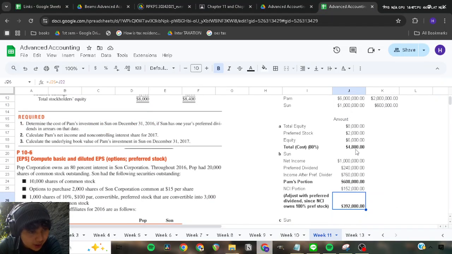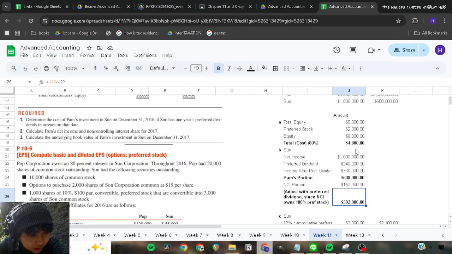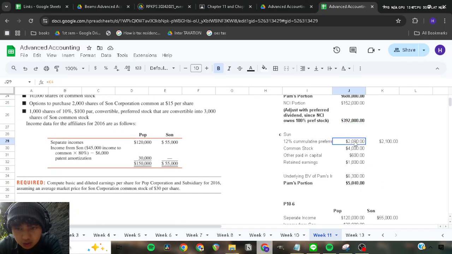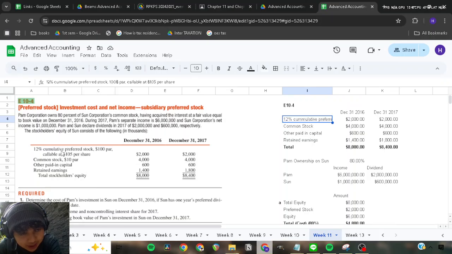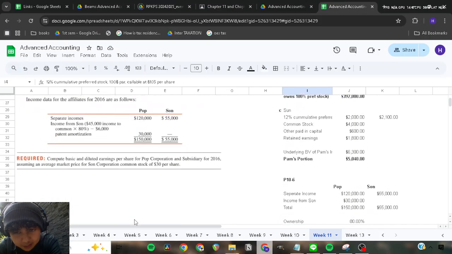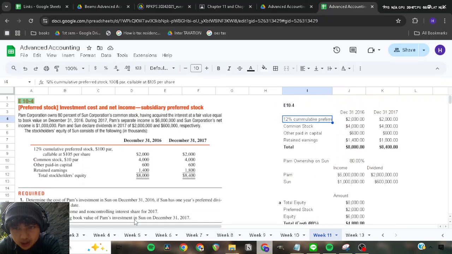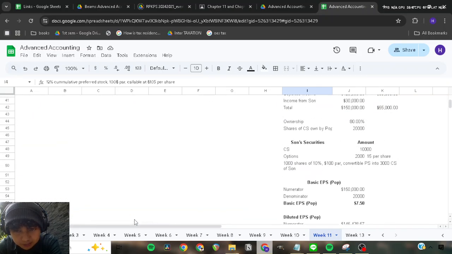And on number C, we are told to calculate the underlying book value. What underlying book value essentially means is the book value. So these are the equities, right? The underlying book value in this context is basically this equity, but without the preferred stock when it is called. In the case, they mentioned that it's callable at $105 per share. So we want to multiply that to the initial number.